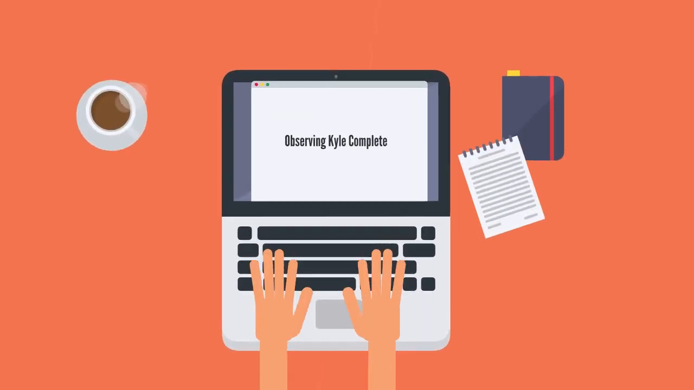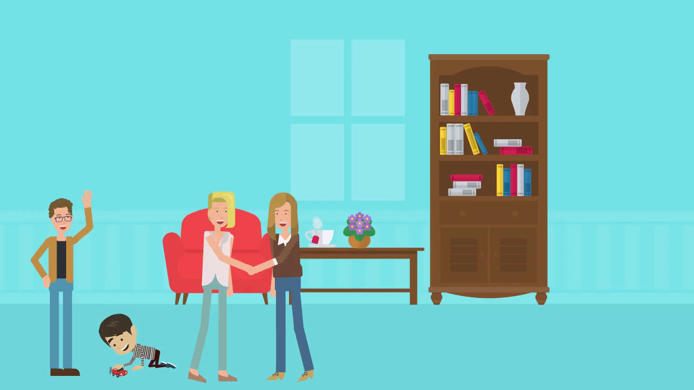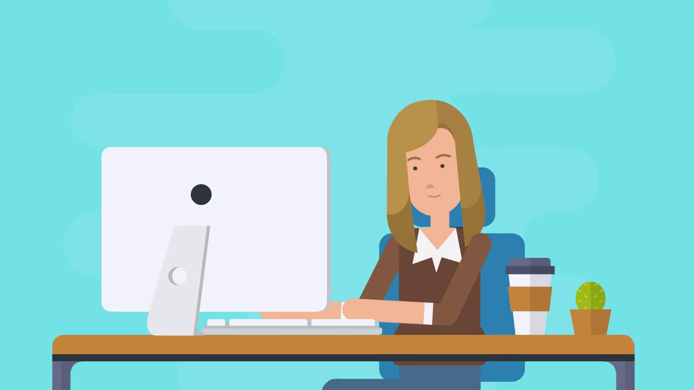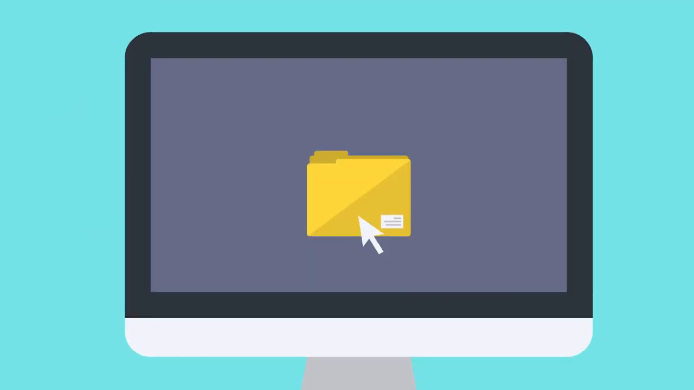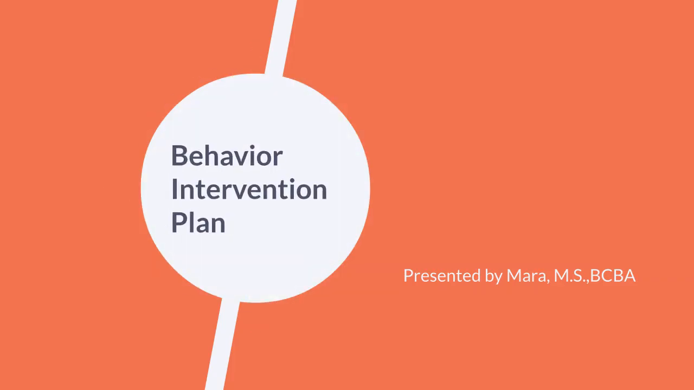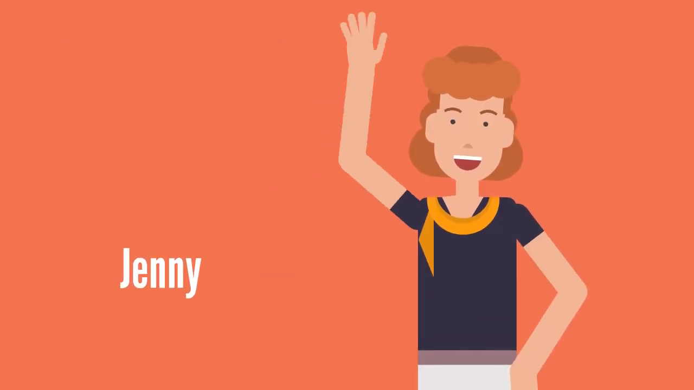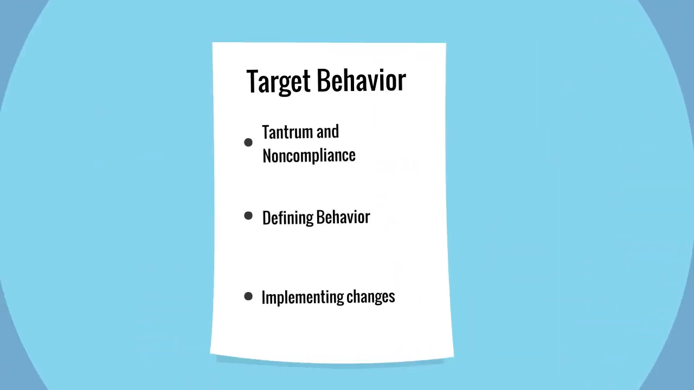So what Mara will do now is take all of the data she's gathered from her observations, intake, and ABC data and put together a plan for the entire team. After a week of collecting data, doing parent interviews, and observations, Mara has put together a BIP. She's headed to Kyle's house now to review the BIP with Kyle's parents and his new RBT, Jenny. Mara has identified the target behaviors, defined them, and the interventions to be used.